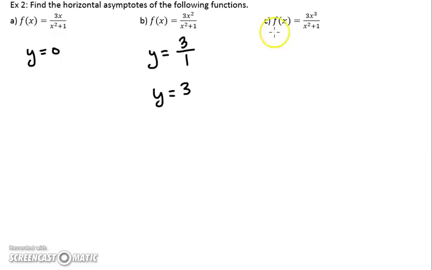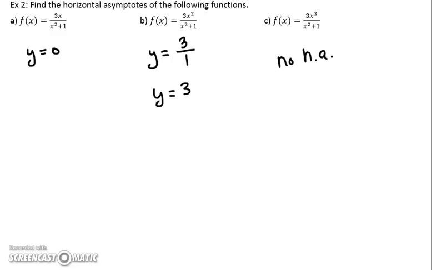extreme ends. And finally, C, degree is 3, degree is 2, so it's larger in the numerator than it is in the denominator, so we're going to have no horizontal asymptote. And I'm going to abbreviate that HA. So those are horizontal asymptotes.